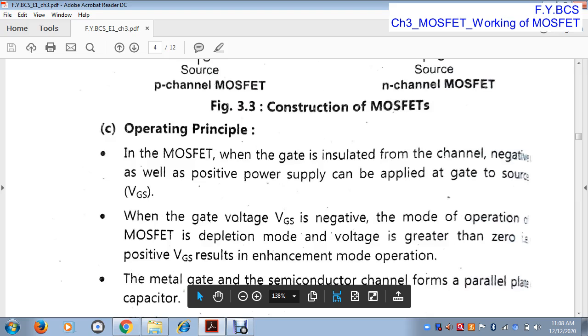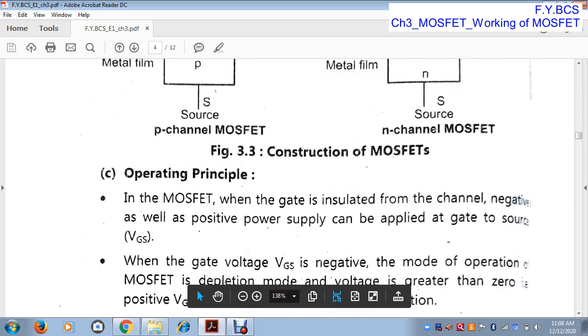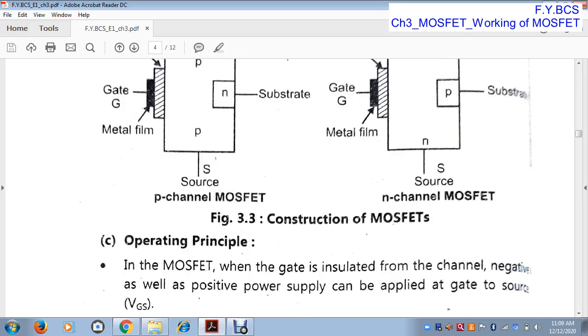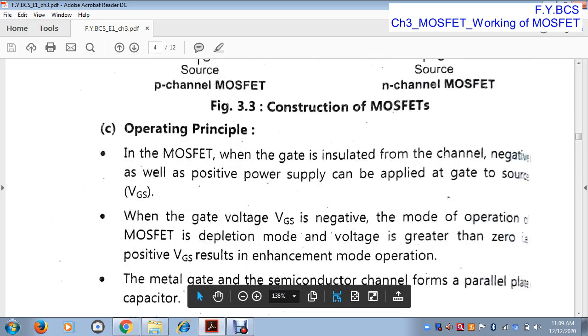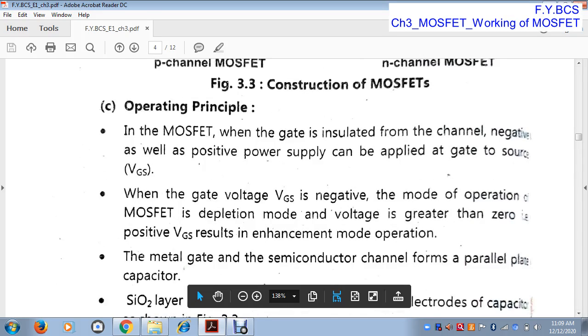Once again I repeat, VGS is the gate to source voltage that we provide between the gate terminal and the source terminal. If the voltage between the gate terminal and the source terminal is negative, then the mode of operation of MOSFET is the depletion mode. And if VGS, the gate to source voltage, is positive, the mode of operation is enhancement mode.